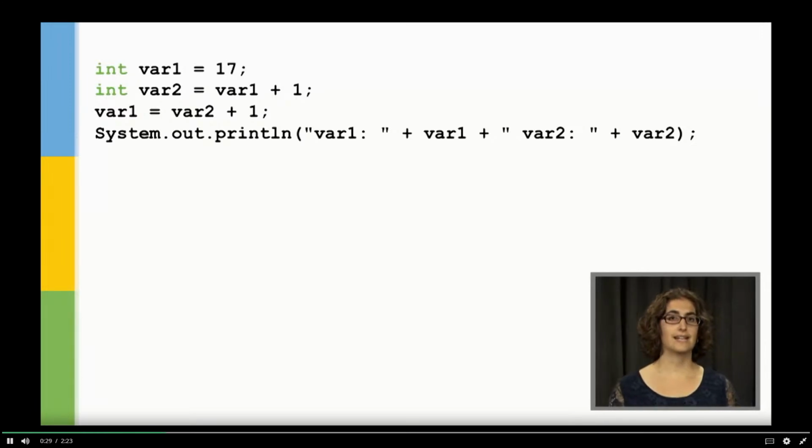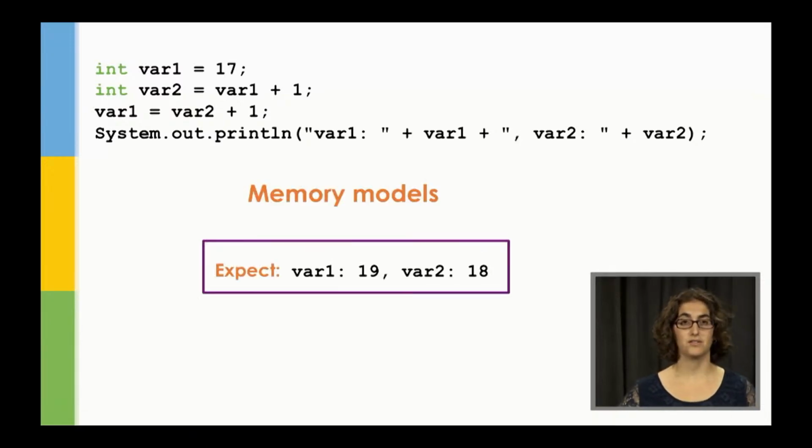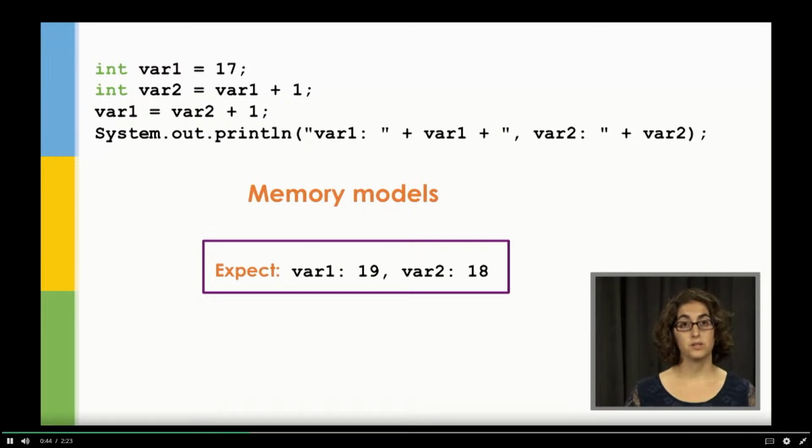So we start with an example, and this is a piece of code that we used in the previous video, and we've used memory models to understand and to conjecture what's going to happen at the end of running this code. So if you think back to the previous video, you saw that we used memory models to expect that the system will print var1 colon 19 comma var2 colon 18. Okay, great. We've made this guess.